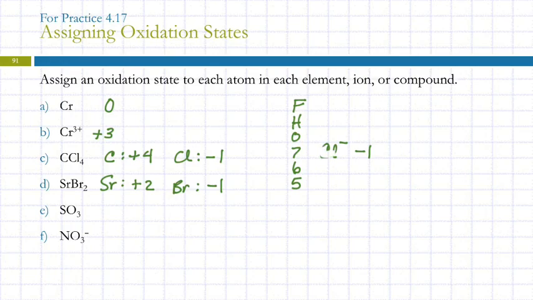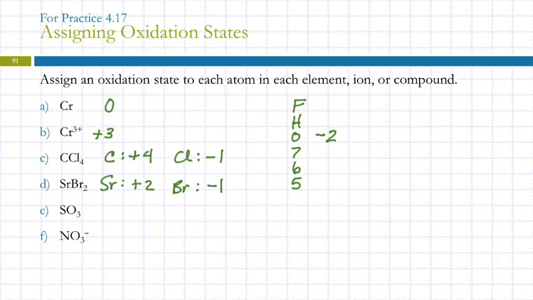SO3. This is not sulfite ion. This is sulfur trioxide. There's no charge on this. It's a neutral molecule. We have 2 nonmetals, so we're going to do Fe764. Fe765. No fluorine, no hydrogen. Oh, we've got oxygen. What would oxygen like to be? -2.